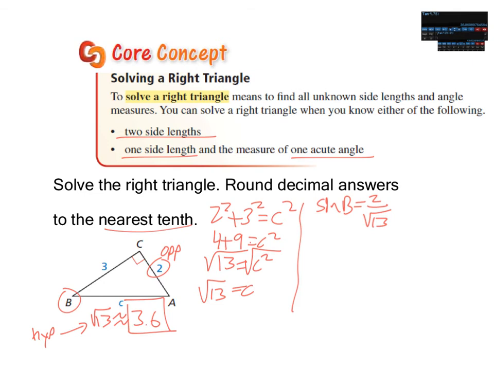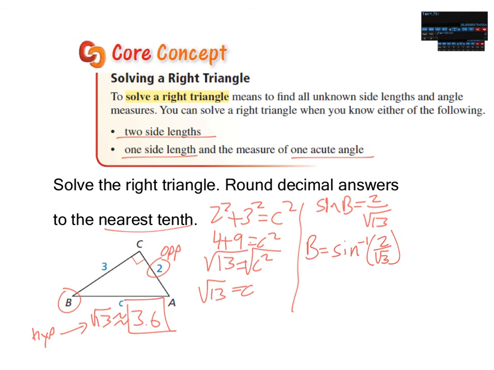We don't know what b is. How do we find the angle if we know the ratio? We use the inverse sine. That's what we just did in the last couple problems. We're going to go backwards, and we want to know what is the inverse sine of the 2 divided by the square root of 3. Go to your calculator, try it out, see what you get.